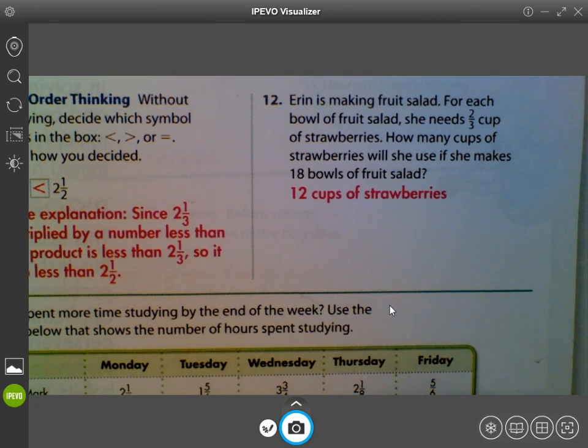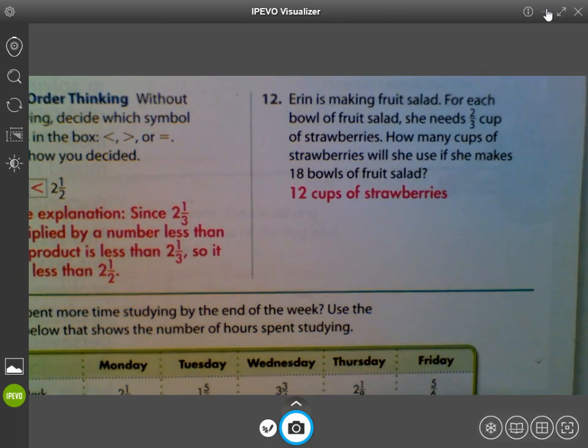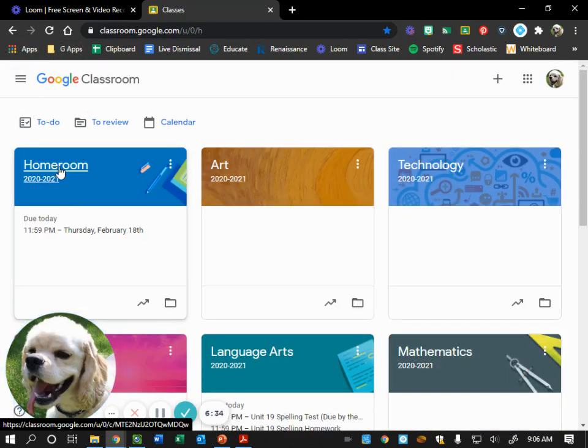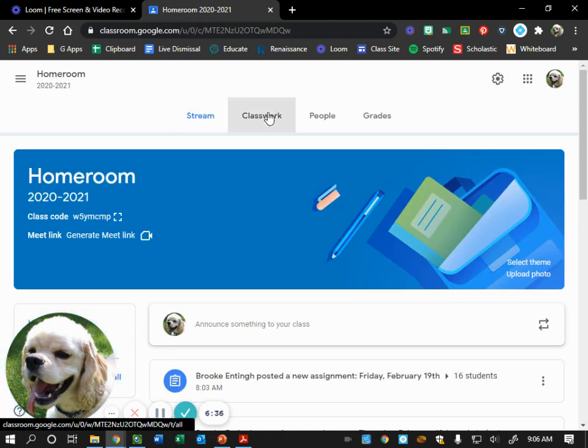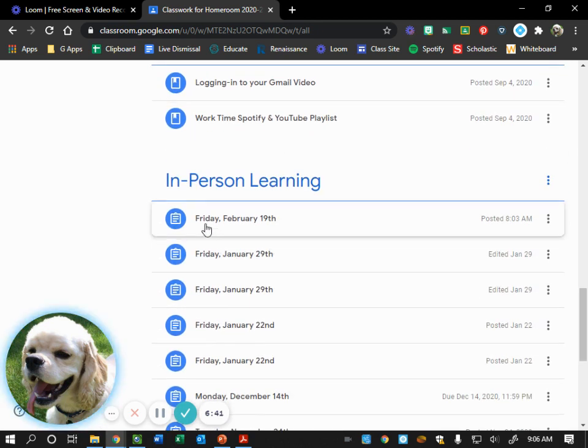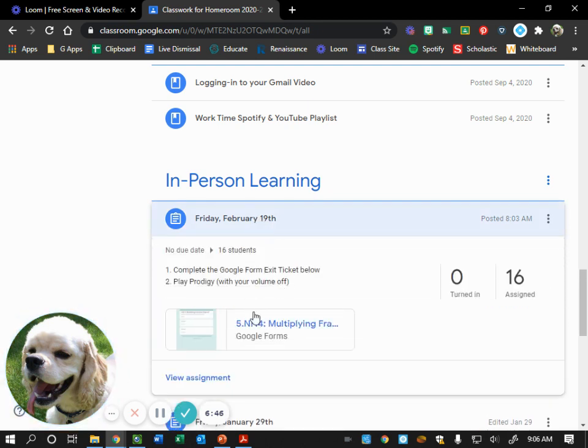What we're going to do next, and my virtual learners, you will have this as a part of your daily post. My in-person learners, you have it on the homeroom page under in-person learning. You guys, for in-person, you'll be going into Google Classroom. Then you will be going to our homeroom page. Make sure you always go to classwork. You are going to go down to in-person learning, and notice how there's a Friday, February 19th post. Well, today is Friday, February 19th. Click on it. You are going to complete this Google form, and then you will be able to play Prodigy with your volume off.